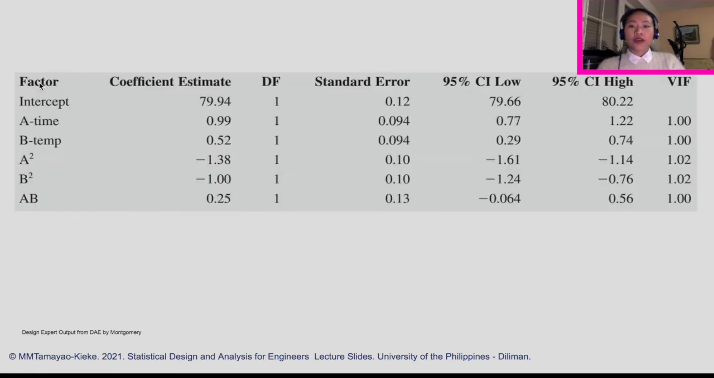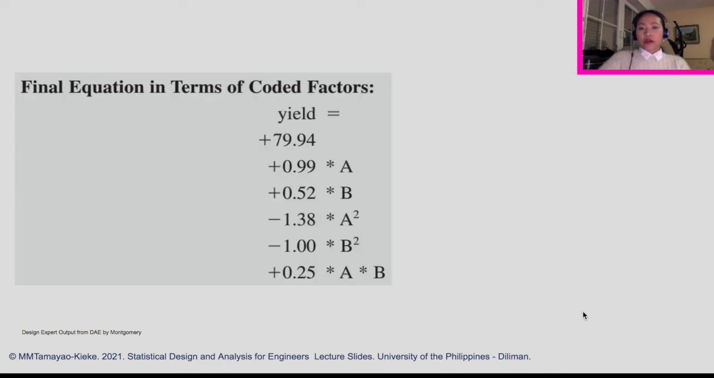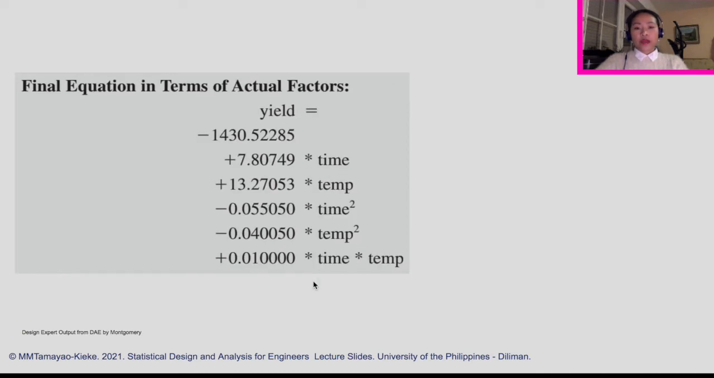Then here you have the coefficient estimates, degrees of freedom, standard error, the 95% confidence interval, and the VIF, which is a measure of orthogonality. Now we have here the final equation in terms of the coded factors, as well as the actual factors, the natural variables.